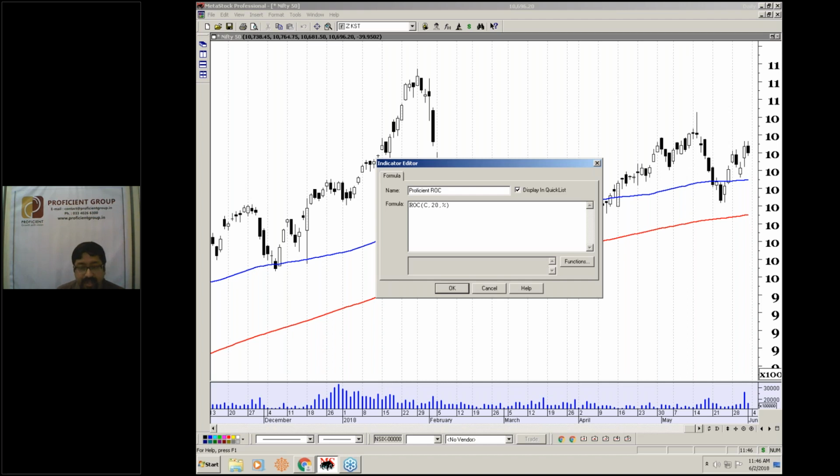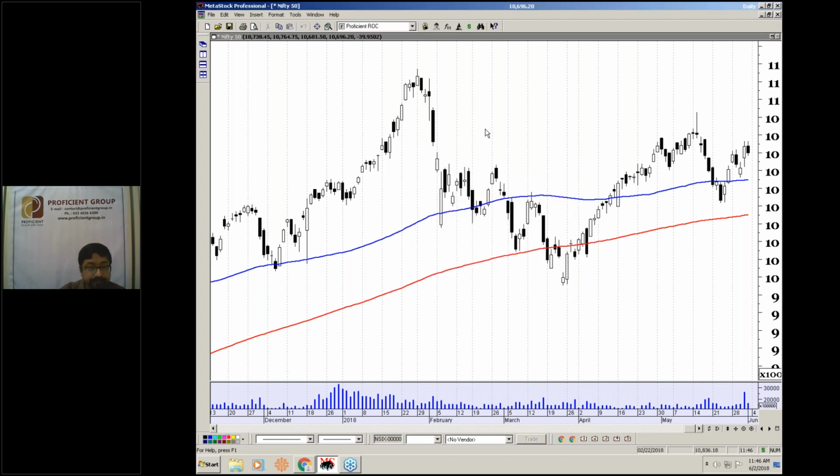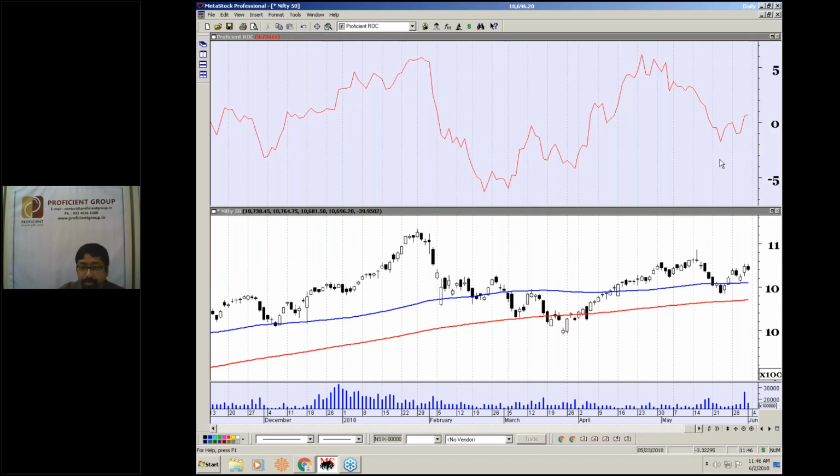And it is a continuous line. We will get a continuous line. So every day we will get a new value of the 20-period ROC, and let's first see how it will look on the chart. So this is the rate of change oscillator we have plotted here. It is a 20-period oscillator. I'm just changing the color and making it a bit bold so that it is easily visible to you all.